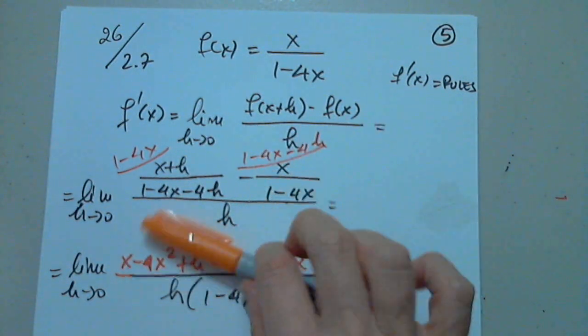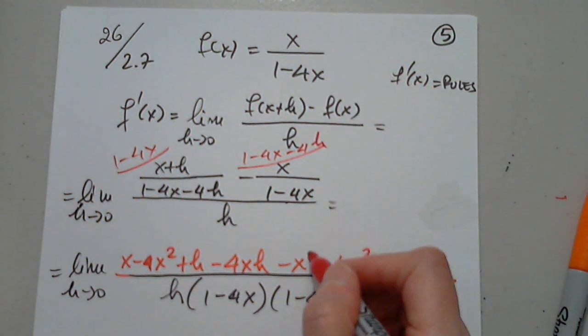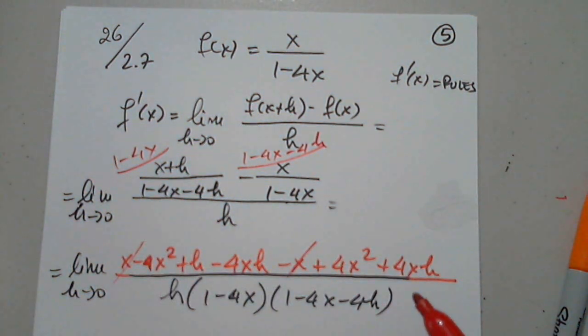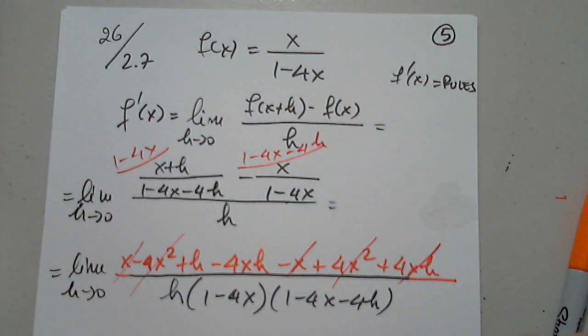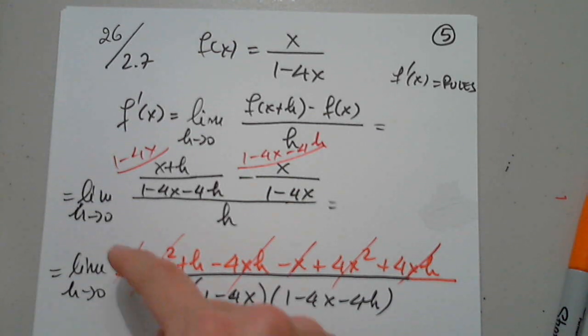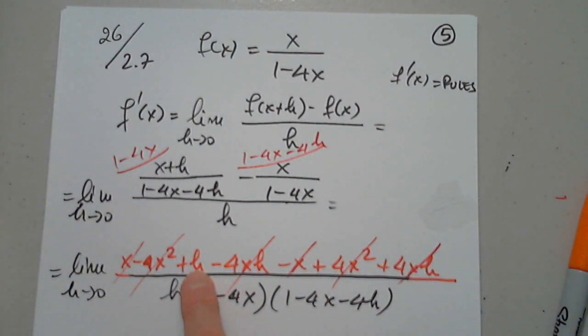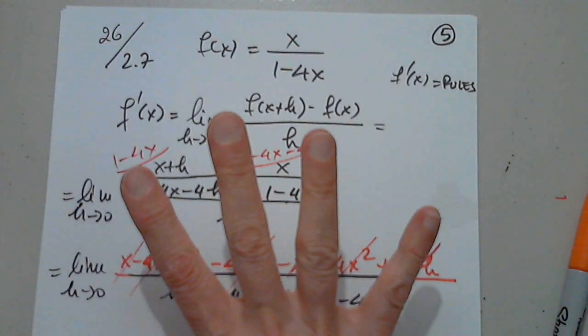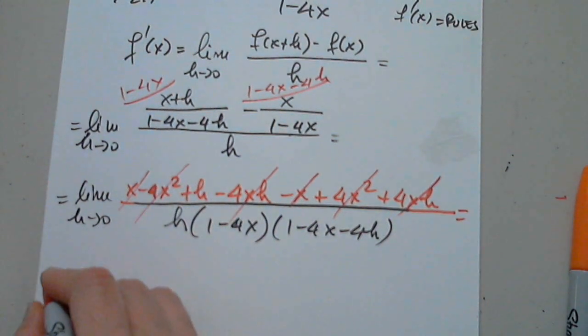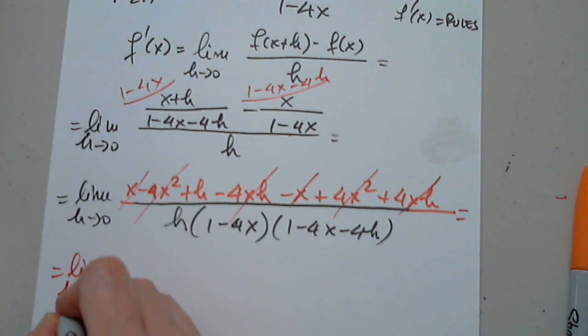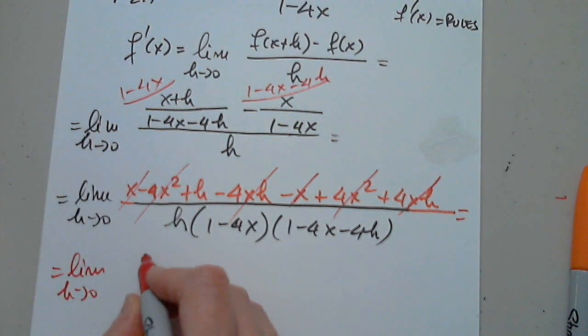Okay, so let's see. The negative x with a positive x. The positive 4x squared with a negative 4x squared. The positive 4xh with a negative 4xh. So what is left at the top is just h. That will go away with this, but not now. Write it one more time. Let's be safe. Limit, don't drop the limit operator. We have not applied it yet.